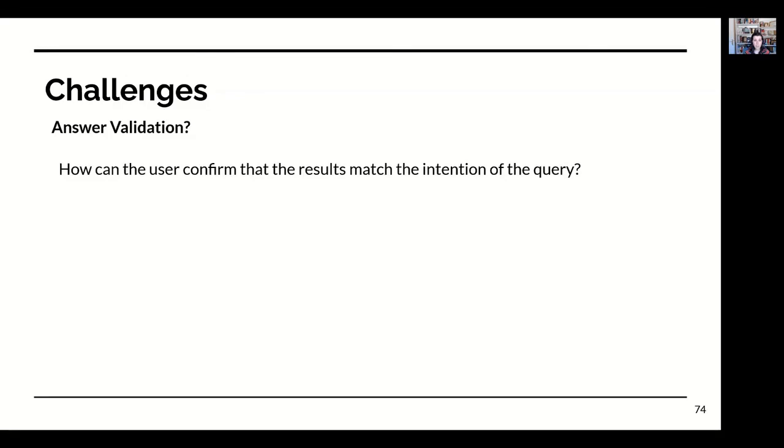Now, what about answer validation? How can the user confirm that the results match the intention of the query? And this is important in several fields. For example, when you have a natural language interface helping a doctor to find information over a health database, how does the doctor make sure that the answer that the system returns is actually the answer for the query that the user wanted to ask?